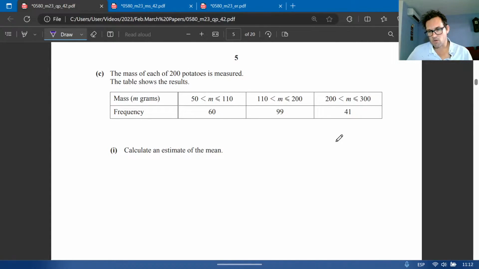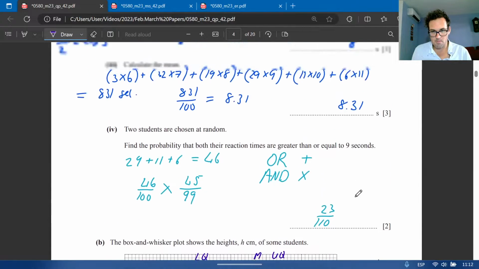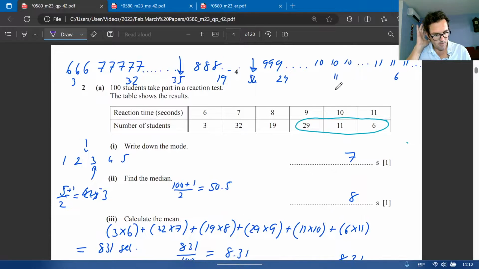The table shows the results of the mass of 200 potatoes. So they didn't give the exact mass of every potato. They just told us there are 60 potatoes that measure between 50 and 110 grams, 99 potatoes between 110 and 200, and the big potatoes, 41 of them, are 200 to 300. Okay. Calculate an estimate of the mean. Remember, we've done this before. We calculated the mean from a table.